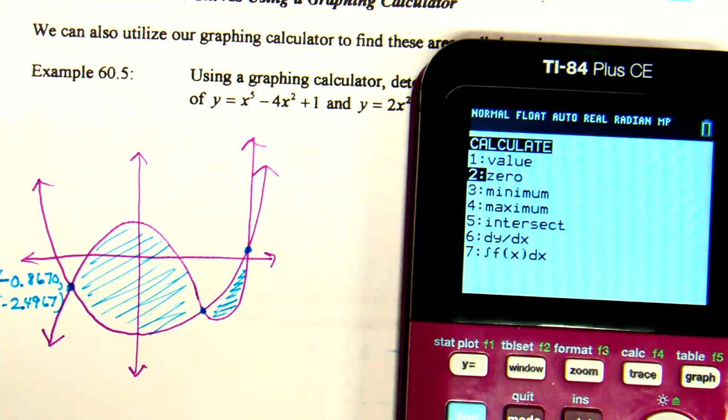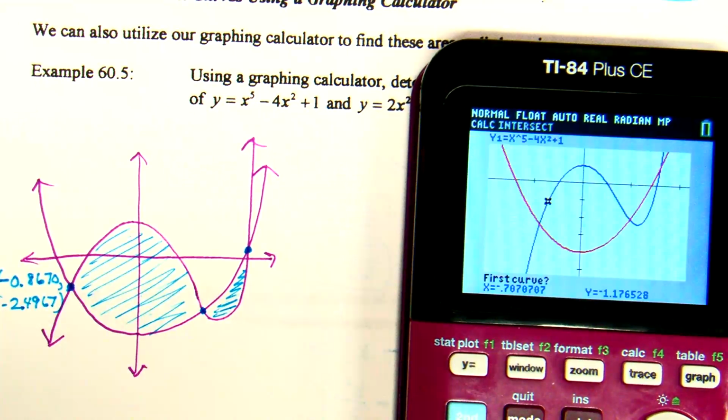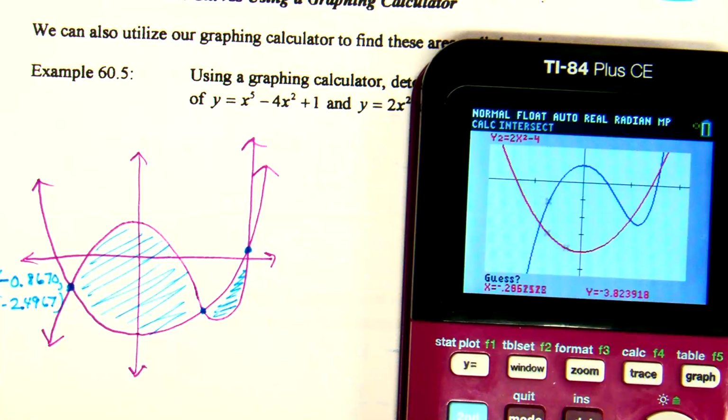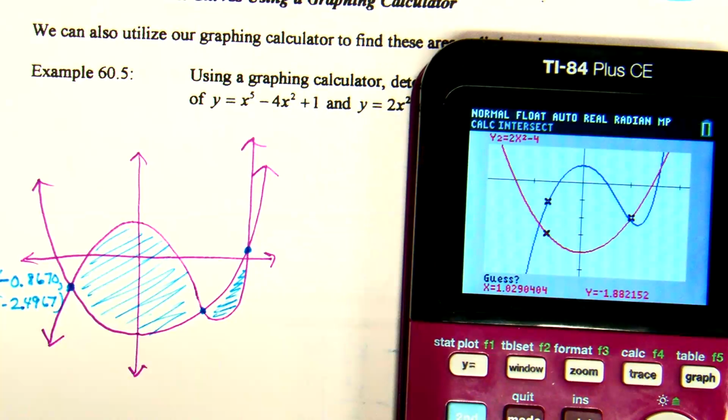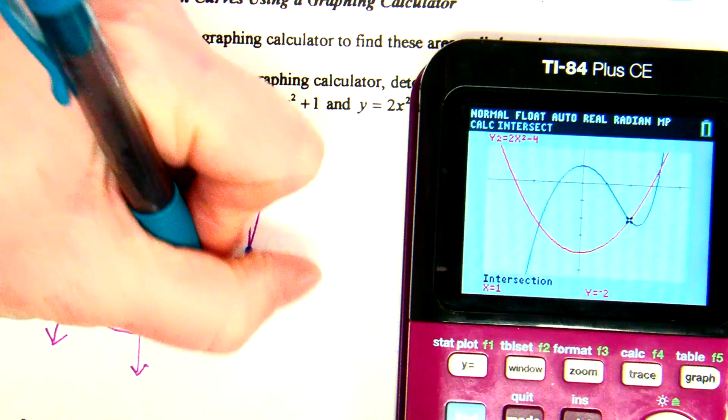Second calc, intersect. I'm going for another one. Wait, first curve, second curve. Now my guess. That's the important part that has to move, because otherwise it's going to give you the same point 3 times. Okay, I'll let you round the whole numbers on this one. Is that not nice of me? 1, negative 2. They are whole numbers.